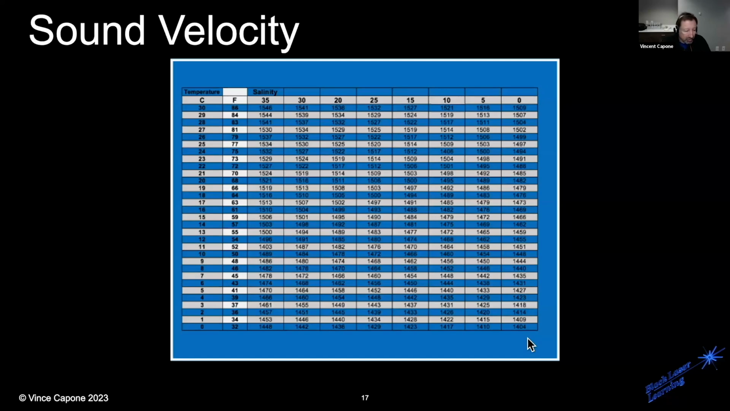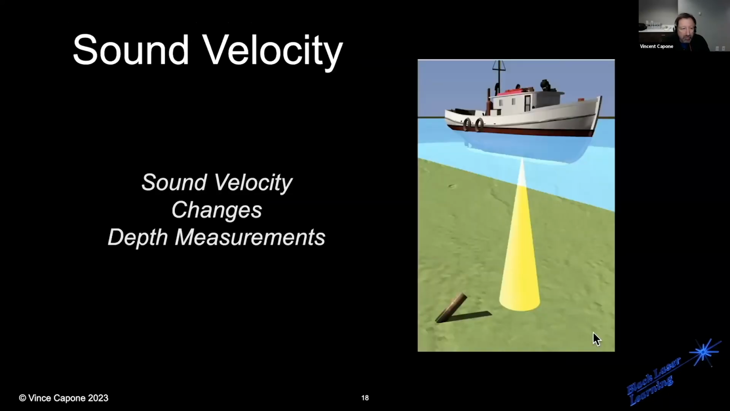Okay, Vince, so it travels at different speeds. Why do we care? In this most simple sense, if we're doing a hydrographic survey, it doesn't matter if it's single beam or multi-beam, if we don't know how fast the sound is traveling through the water, we're going to get errors in our depth measurements. The sound velocity changes the depth measurement. We need to know what that velocity is to make the correction.